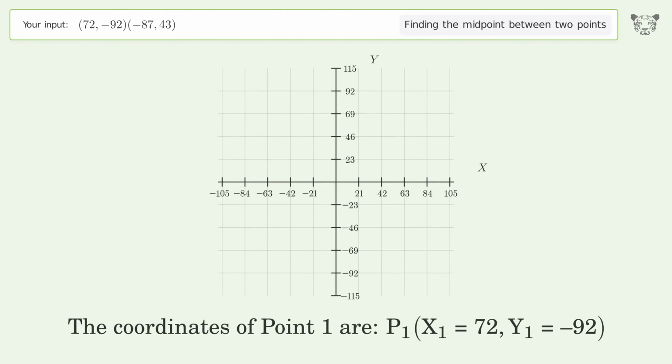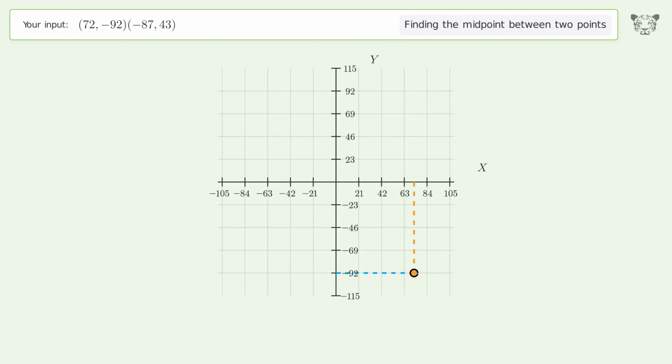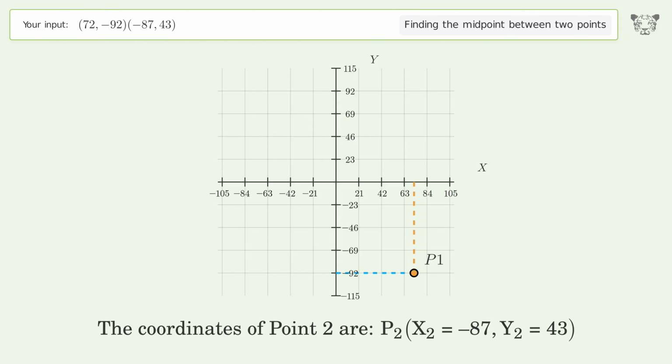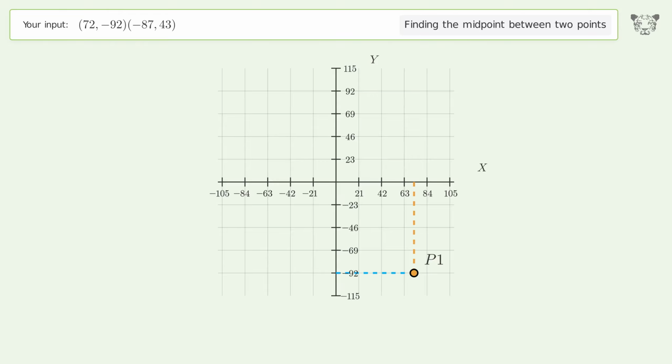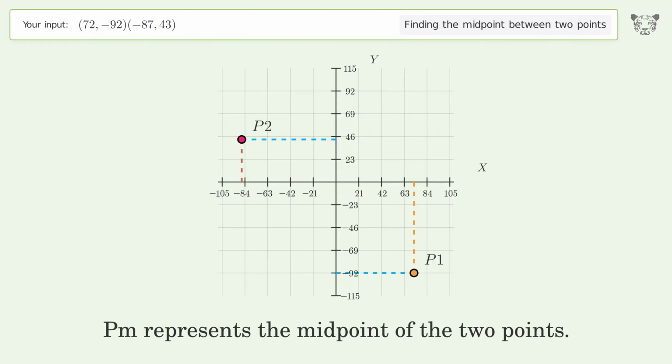The coordinates of point 1 are x1 equals 72, y1 equals -92. The coordinates of point 2 are x2 equals -87, y2 equals 43. PM represents the midpoint of the 2 points.